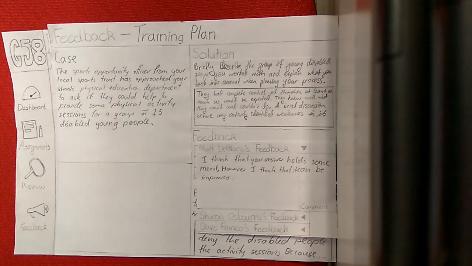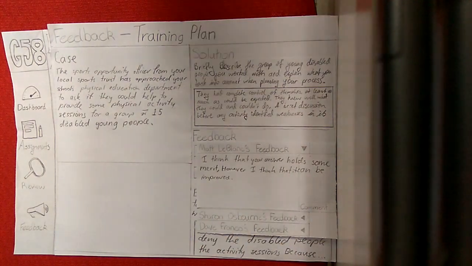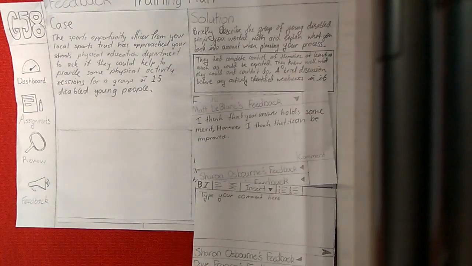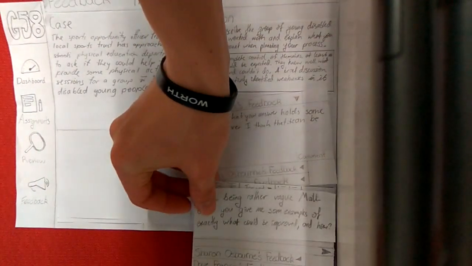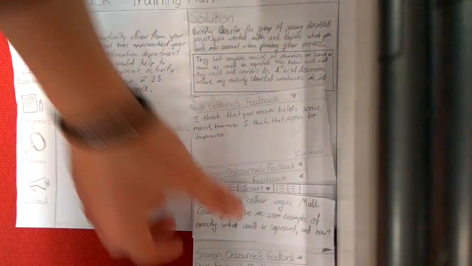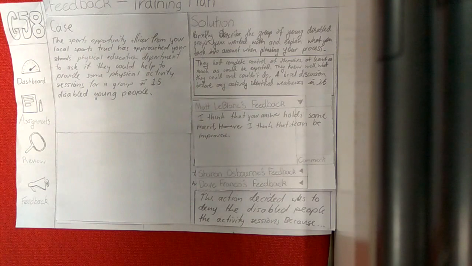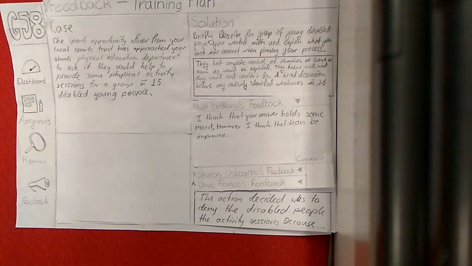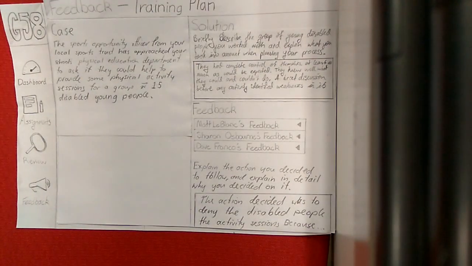Reading his feedback, Bruce decides to comment on it. Bruce begins commenting. Bruce then submits his comment, he confirms submission, and then he decides to minimize Matt's feedback. Bruce then logs out of the system.